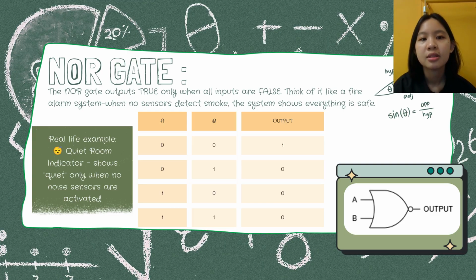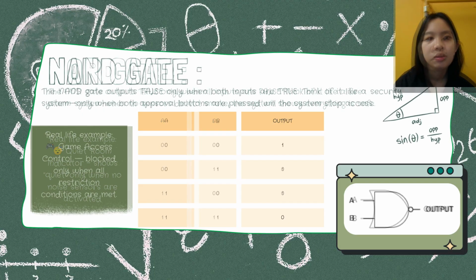Think of this as a quiet room sensor. The room is quiet, which is our output, only 1 when no noise sensors are triggered. But as soon as any noise occurs, the quiet status disappears and the output becomes 0. It is a perfect example of a system that only gives a yes when there is absolutely no interference. It is very simple, but it serves in keeping systems safe and stable.